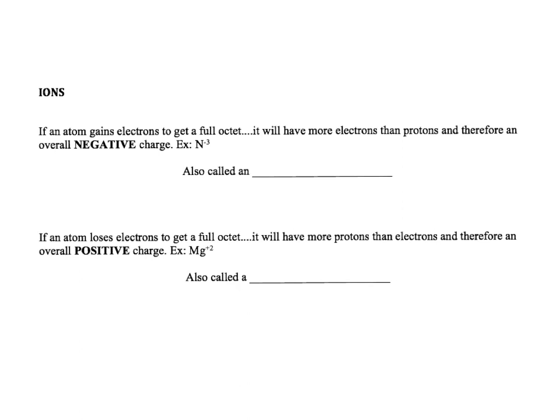Now, ions have very particular names, whether they're positive or negative. If your atom gains electrons to get a full octet, that means it's going to have more electrons than protons. In other words, more negatives than positives, so an overall negative charge. Nitrogen is an example of a negative ion. But all negative ions we call anions. So know that whenever you hear us use the word anions, we're specifically talking about a negatively charged ion.